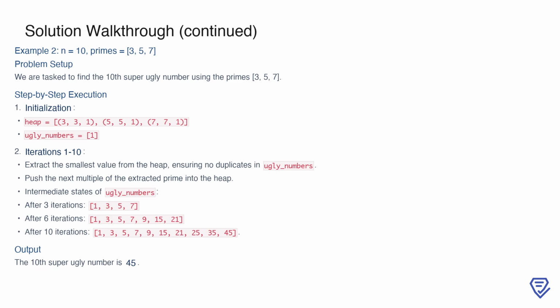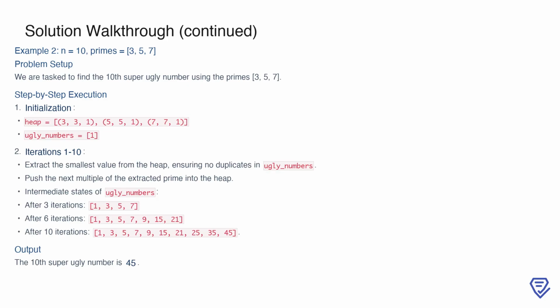Again, we start by initializing the heap with the first multiple of each prime, and the result list, ugly_numbers, begins with the number 1. The steps are the same. In each iteration, we extract the smallest value from the heap, add it to the result list if it's not already included, and push the next multiple of the extracted prime into the heap.